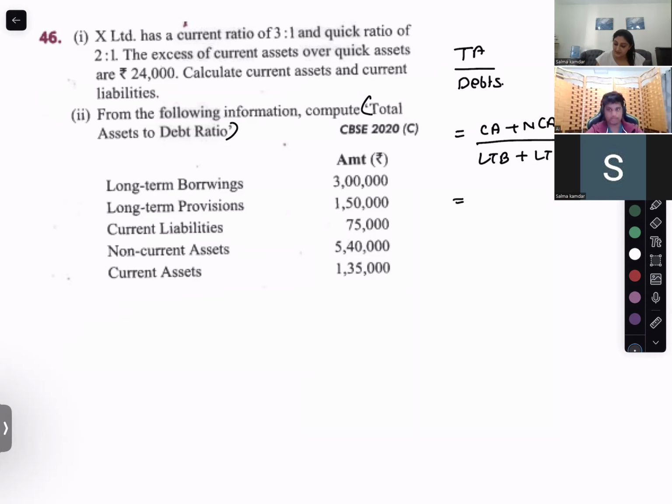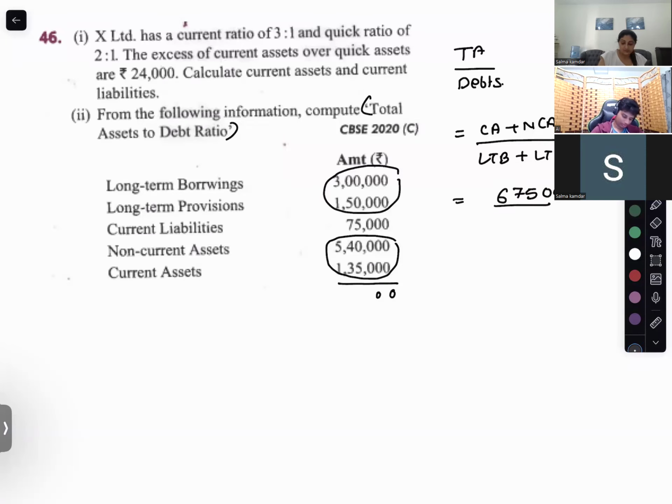So current assets plus non-current assets is how much? It is 6,75,000. And long-term borrowings plus long-term provisions is how much? It is 4,50,000. So now division.